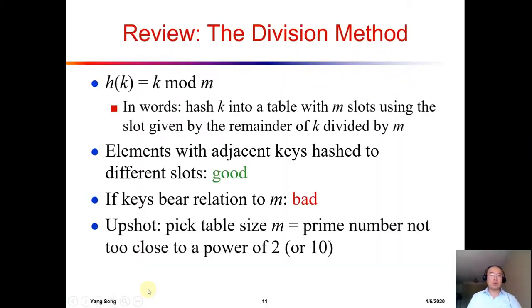To reduce the possible number of collisions if we want to use the division method, usually we want to pick the table size m to be a prime number, and that prime number is not too close to a power of 2 or 10. Usually this is the golden standard to make the division method usable.